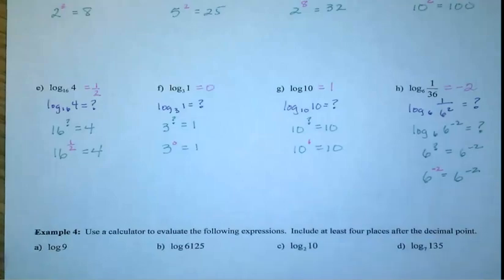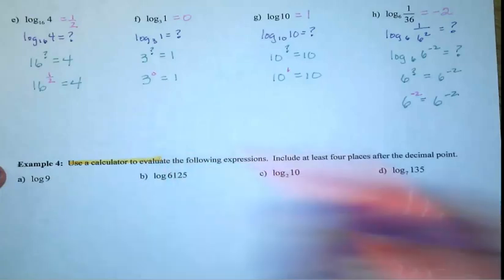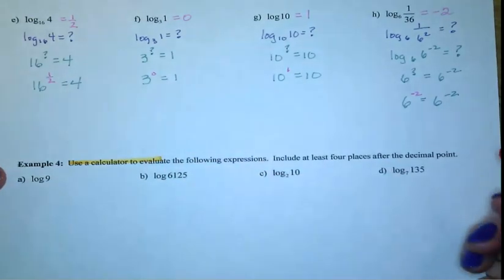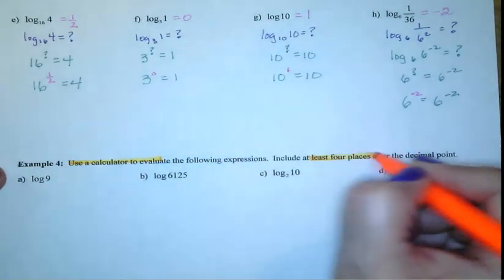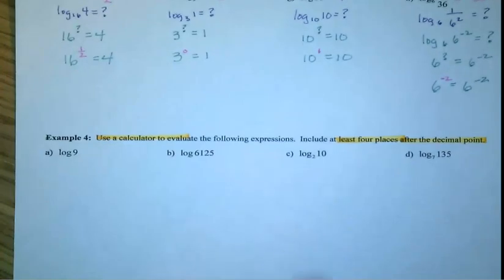Now we're going to do a little bit of calculator practice. So we're going to use the calculator to evaluate the following expressions, and we are going to include at least 4 places after the decimal point. So not just 3, but 4 this time. So go ahead and pause your video. If you don't have your calculator handy, run and grab it, and then we will work through these 4 problems.